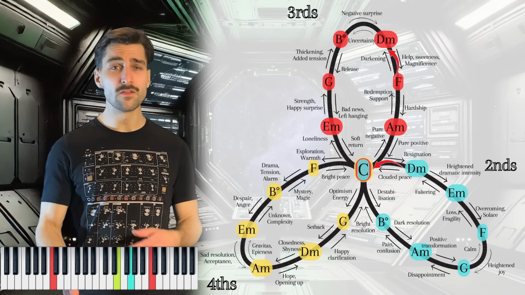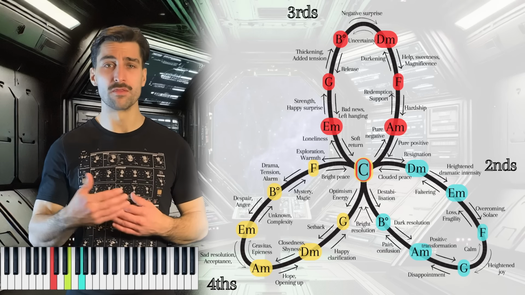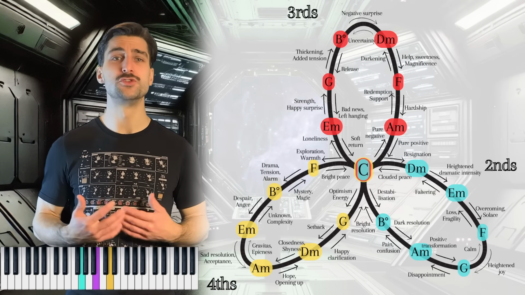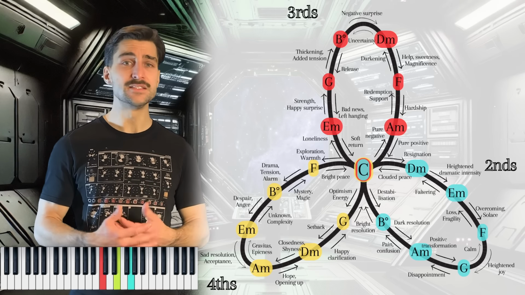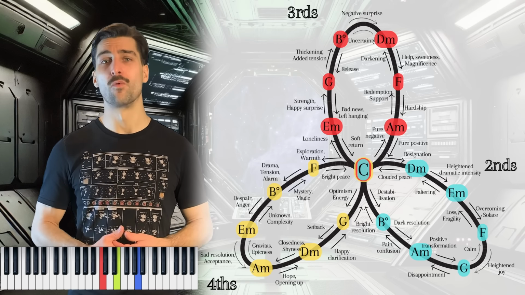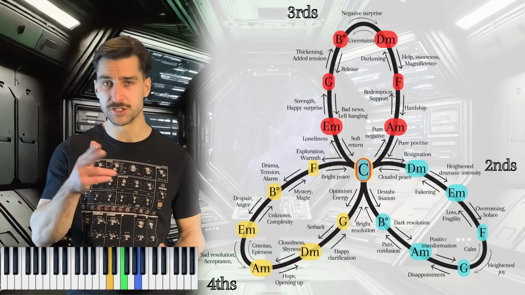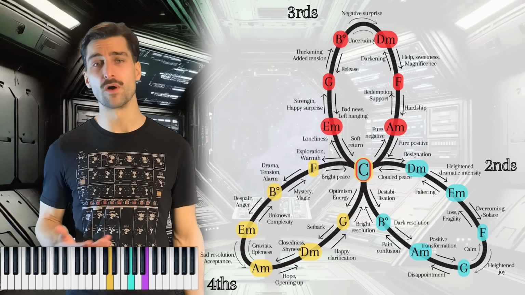By the way, since all the chords of this loop are located a third apart, they will always have two notes in common. So it's very, very easy to voice the transitions from one chord to the next in this dimension, because all you have to do is move one note up or down.